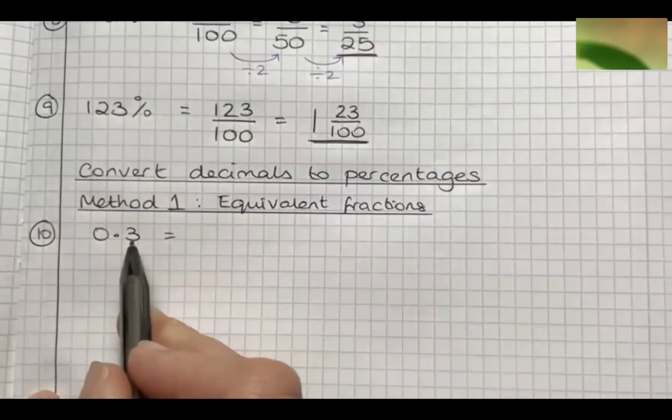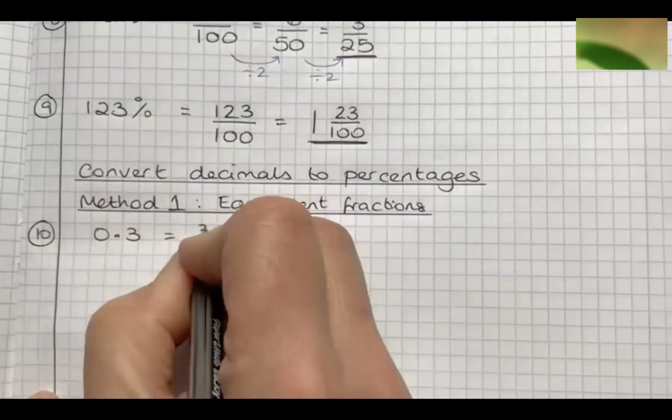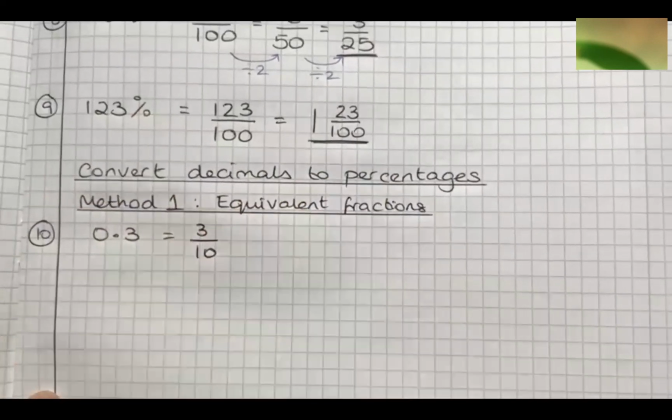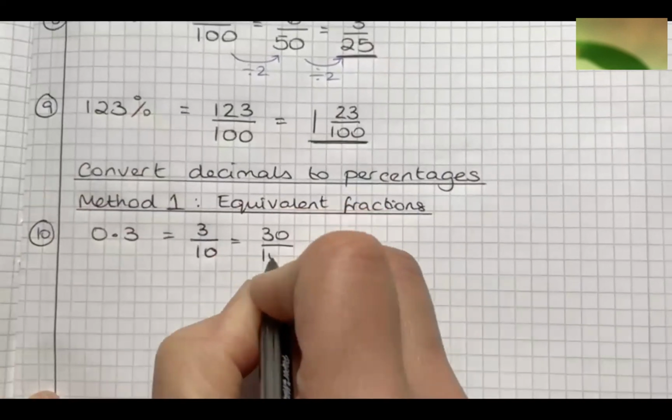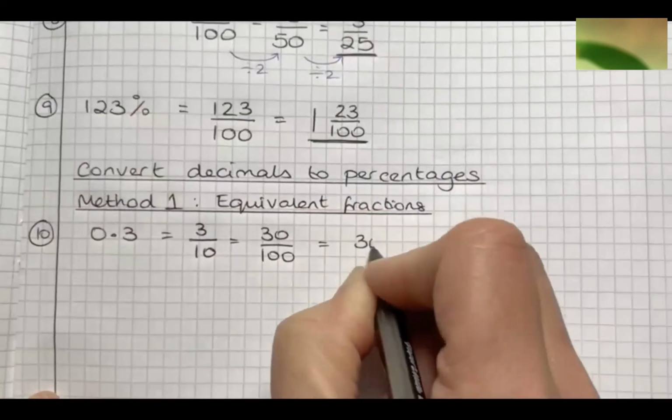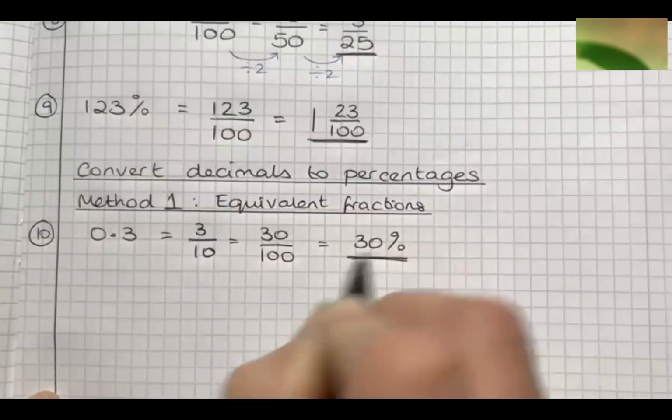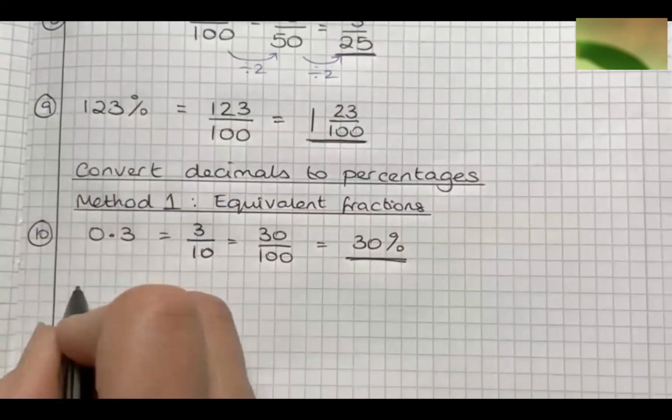I've got the number 3 in the tenths column. So I have 3/10. I then turn it into 30 over 100. And therefore, I know my percentage is 30%.